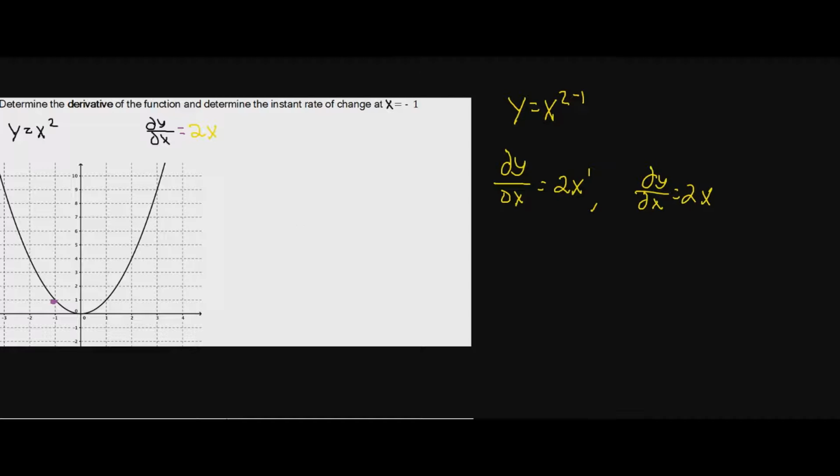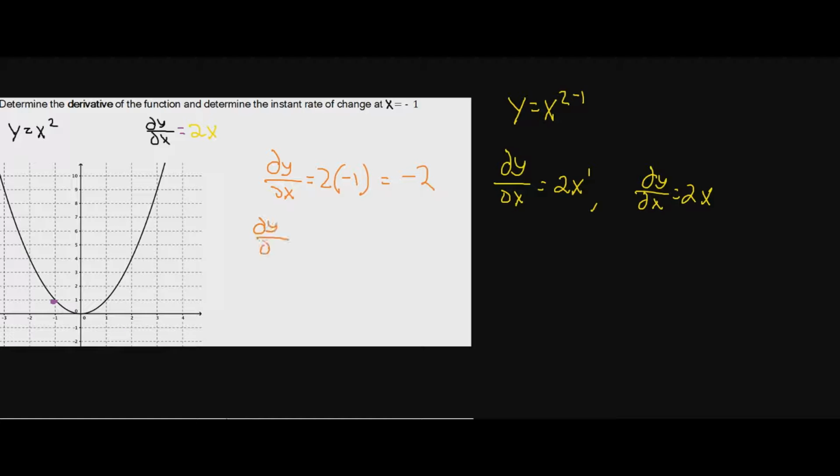Let me change colors now. So, well, I want to find my instant speed at -1. Again, this will work. You can plug in whatever. So dy/dx is equal to, now go ahead and plug in -1. So 2 times -1, which is -2.